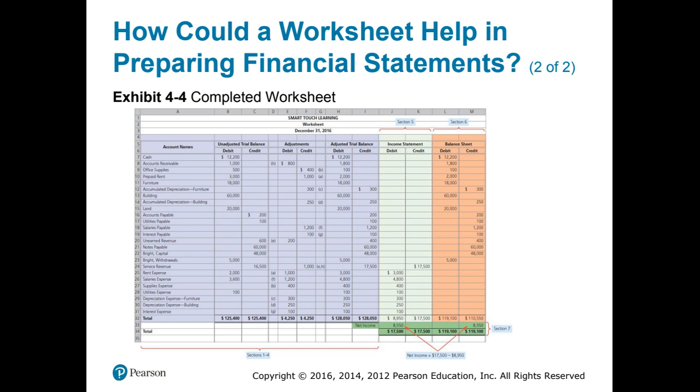And then accumulated depreciation on the building. Income statement. And it's debit. Accumulated depreciation on the building. Balance sheet. Balance sheet credit.